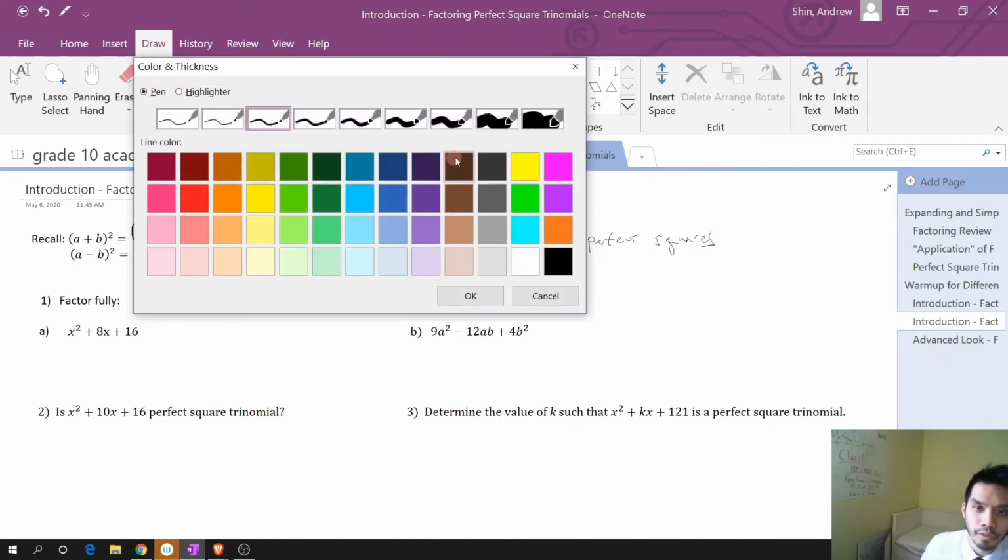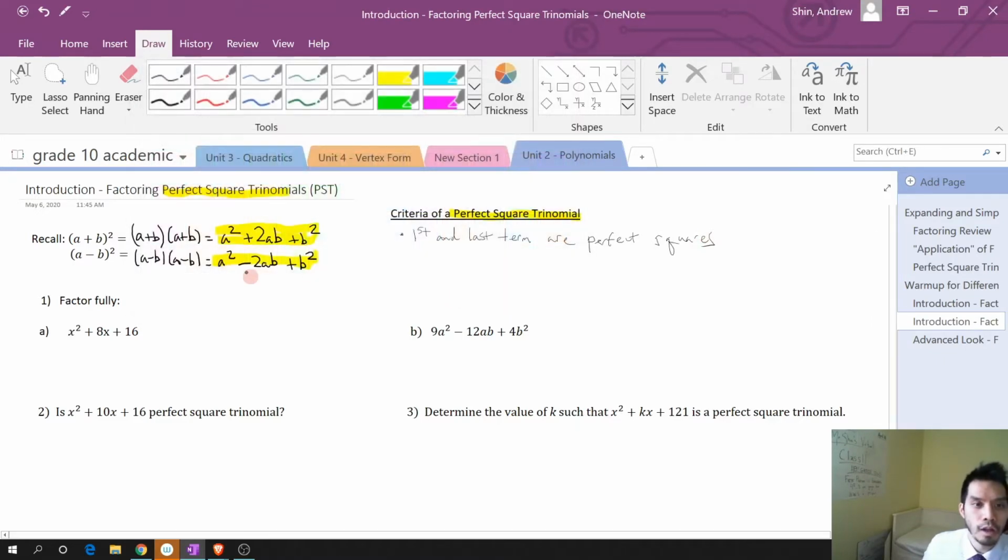And then, let's get a thicker pen here. The middle term has to be double the square root of the outside terms. Okay? So that middle term, the second term, is double the square root of the outer terms.